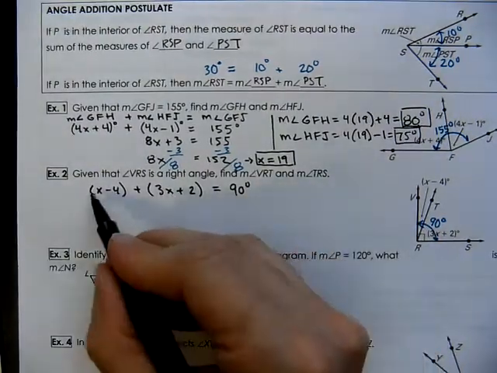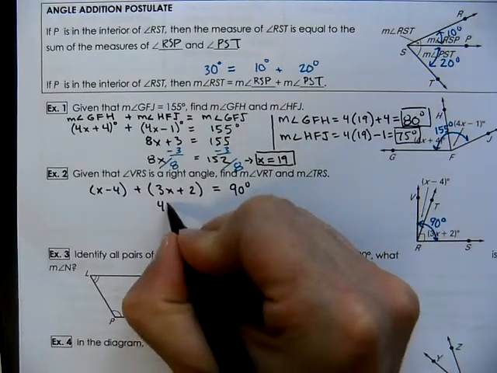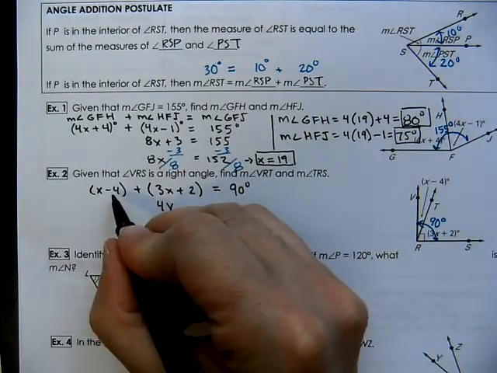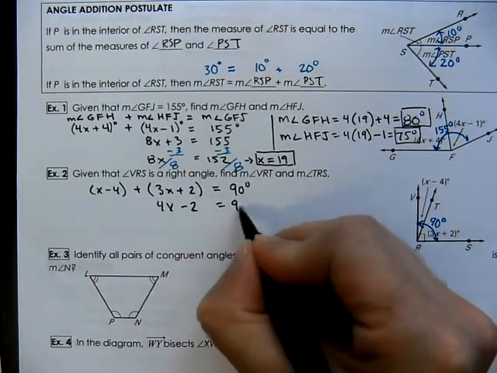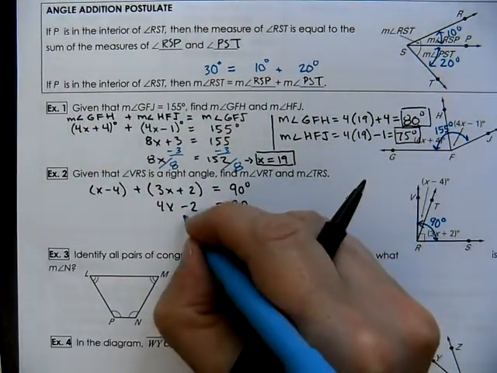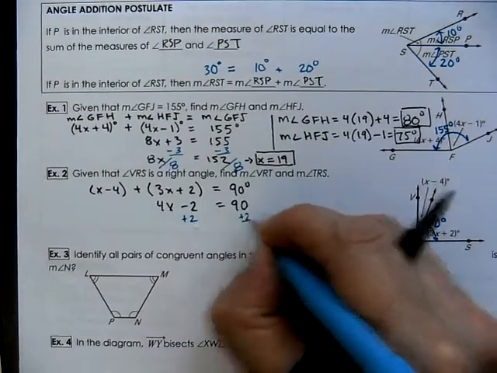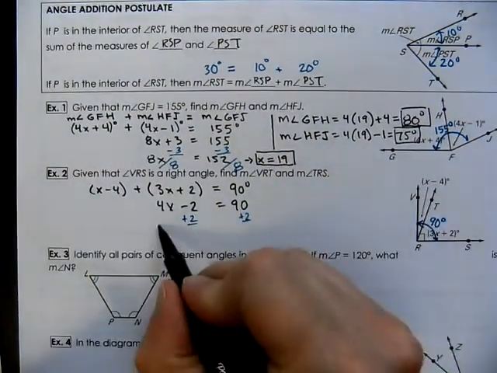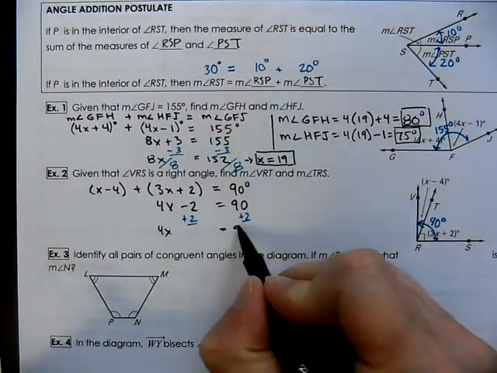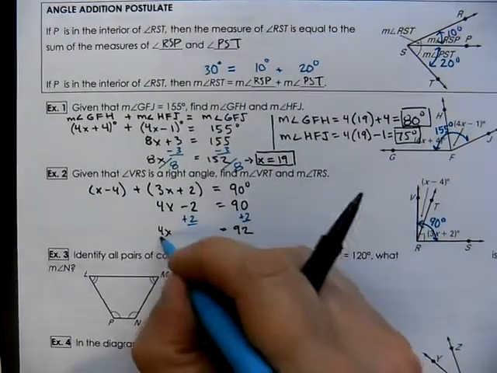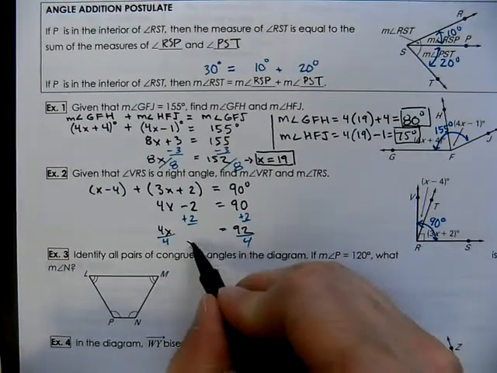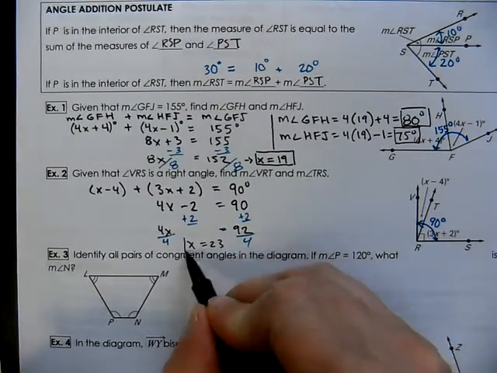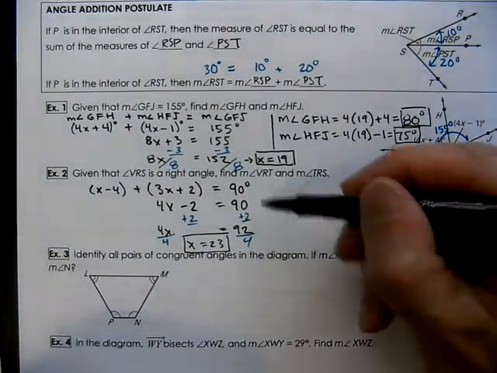Let's combine like terms. x plus 3x is 4x, and negative 4 plus 2 results in a negative 2. And let's move the constant terms to the other side of the equation. I'll add 2 to both sides. So we get 4x on the left and 92 on the right. Isolate the variable by dividing both sides by 4, and we get x equals 23. So again, that's a key step, but we're not done.